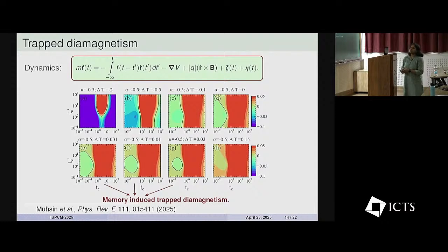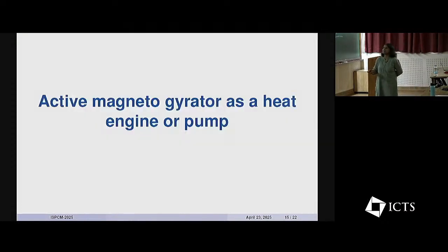And when we further increase the temperature gradient, this phase disappears. That means the effect of the diamagnetism is completely cancelled by the gyrating effect. So that's why this phase disappears and the system becomes completely paramagnetic. So this is an interesting result which we have published recently. If you subject this whole system to a viscoelastic environment, you have a kind of memory-induced trapped diamagnetism.